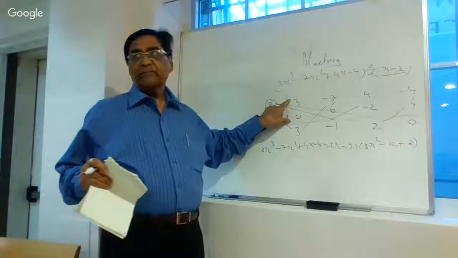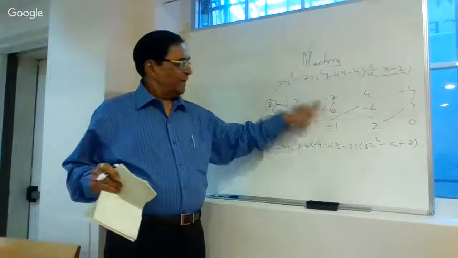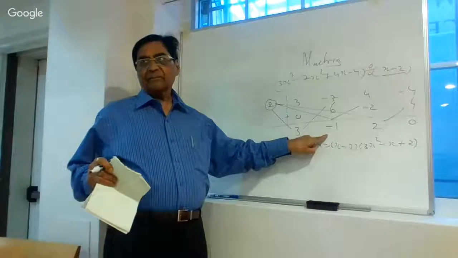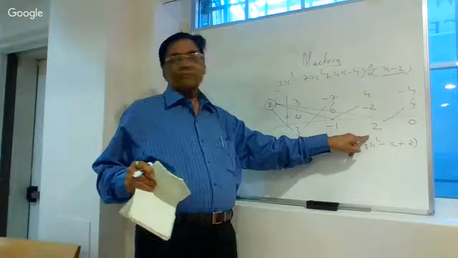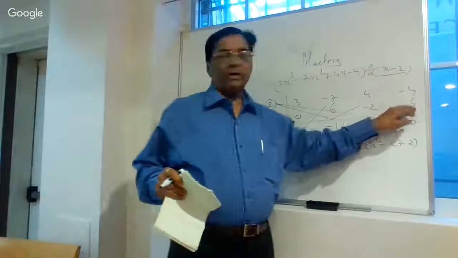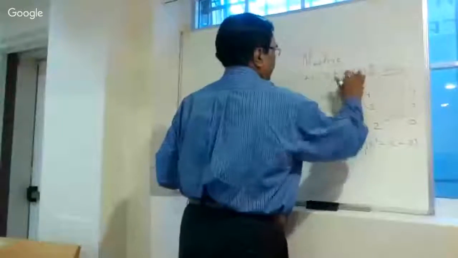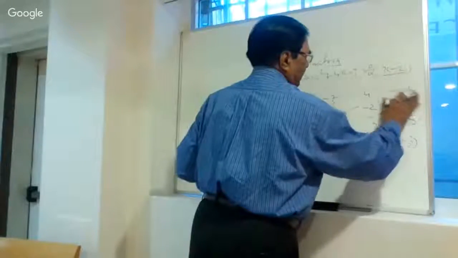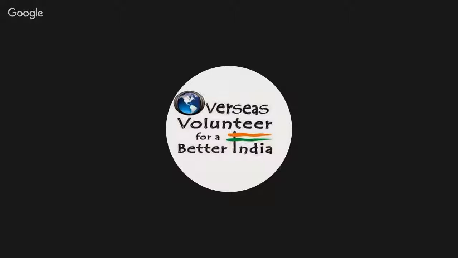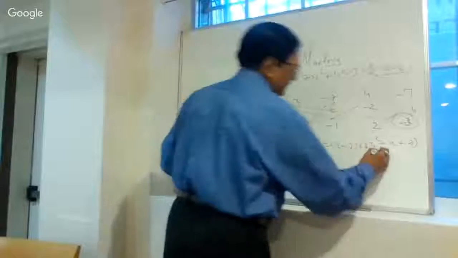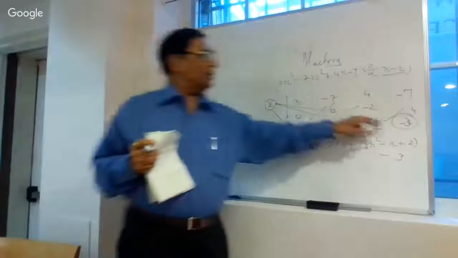Add this to 3. 2 into 3, 6. Add them, you are getting minus 1. Multiply these 2, you are getting minus 2. Add them, you are getting 2. Multiply these 2, you are getting 4. This is 0. Suppose there will be 7 here, you can put 7. You can say minus 3, and this is the remainder, minus 3. If it becomes 0, it's a factor.